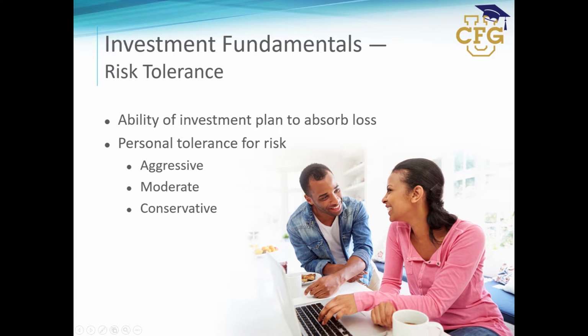Your individual risk tolerance is an important factor in deciding which individual investments are appropriate for you, as well as how your investment dollars should be allocated among different investment classes. Investors are typically grouped into three categories for purposes of discussing risk: aggressive, those who have a high degree of risk tolerance; moderate; and then conservative, those who are risk averse. So moderate would be between aggressive and conservative. You're willing to take some risk, but not a ton.